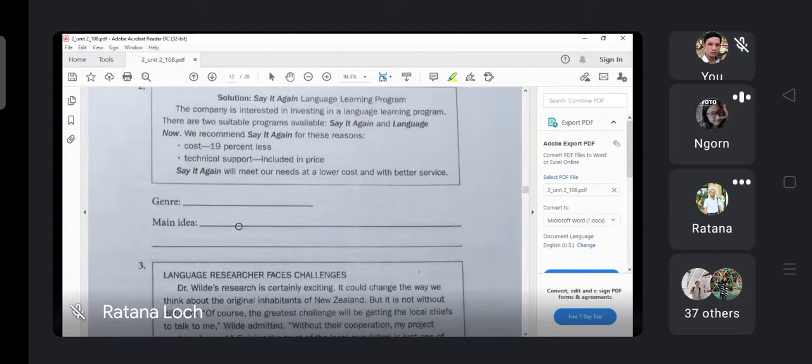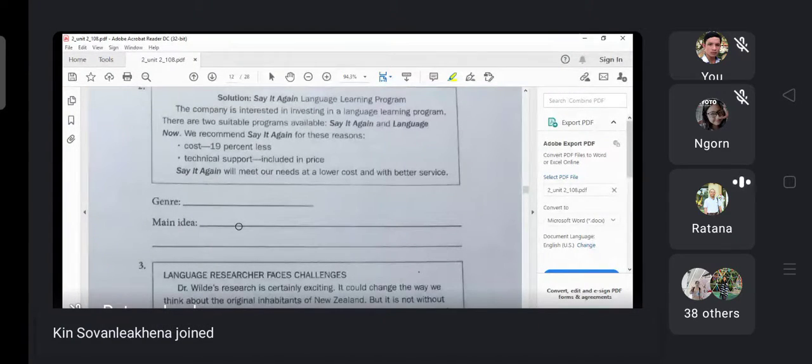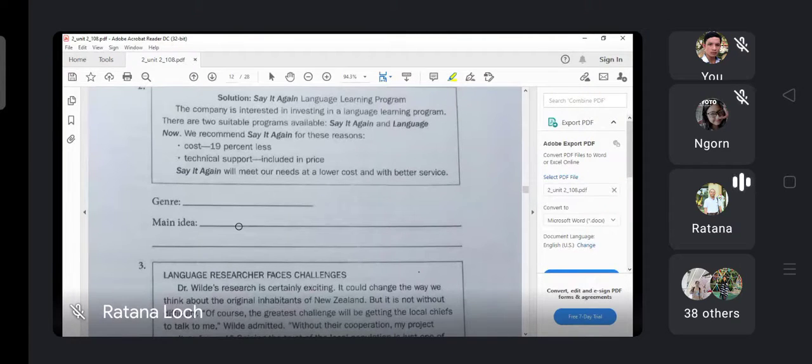I think the sentence is: the company is interested in investing in a language learning program. So if you look at here, the company is interested in investing in a language learning program. They have two suitable programs available. Say it again. Language Now. Okay.